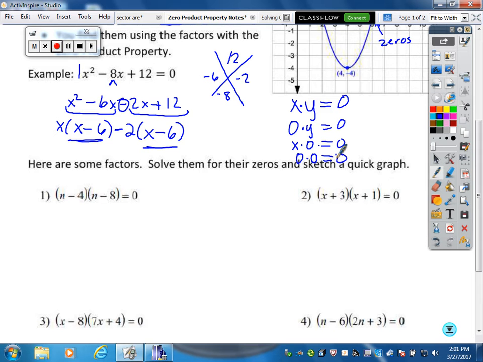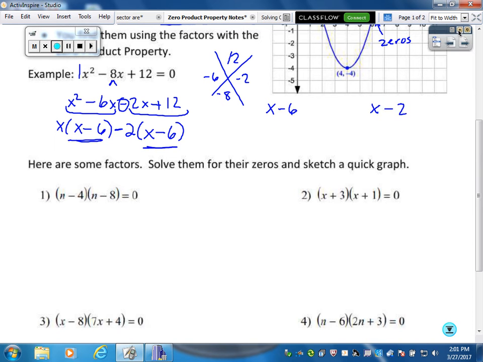So anytime I have two things multiplying together, I know the answer is going to be 0, then I know one of those has to be 0. So that's what we're going to use to solve this. That's called the zero product property. So you take your two factors. We said they were x minus 6 and x minus 2. And we're going to set them equal to 0 to see what would make those 0.